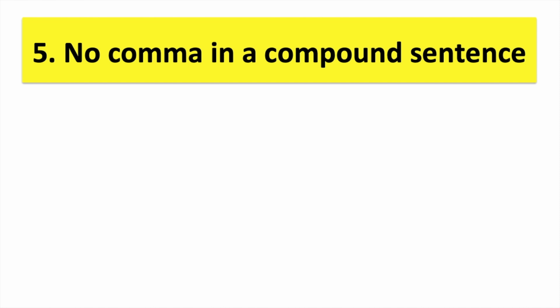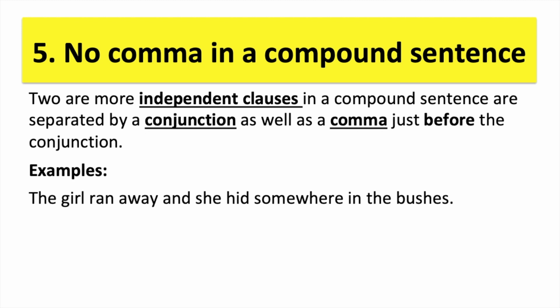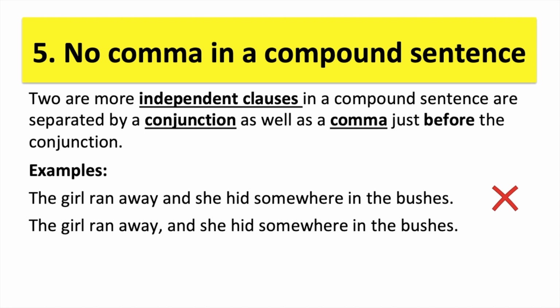No comma in a compound sentence. Two or more independent clauses in a compound sentence are separated by a conjunction as well as a comma just before the conjunction. Let's have a look at some examples. The girl ran away and she hid somewhere in the bushes. This is incorrect. The girl ran away, and she hid somewhere in the bushes. This is the correct version because it has a comma just before the conjunction in order to join the two independent clauses.